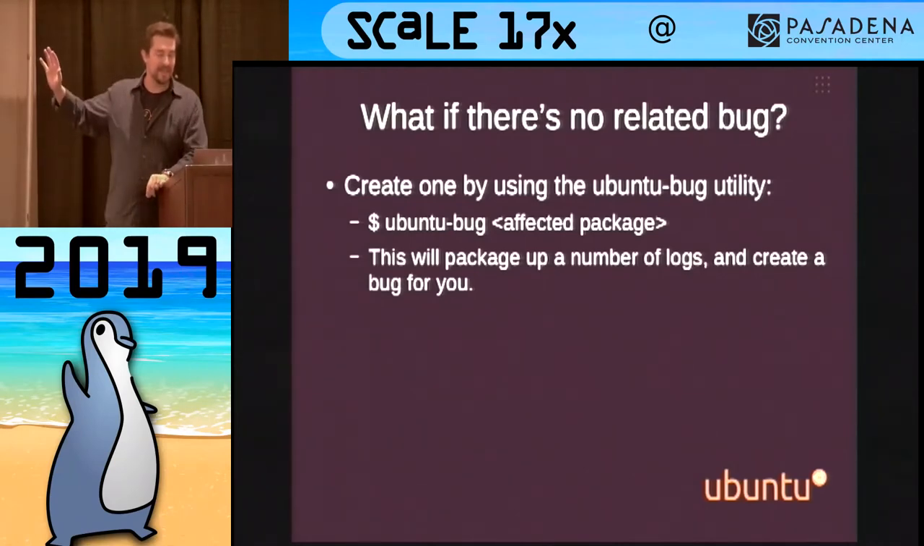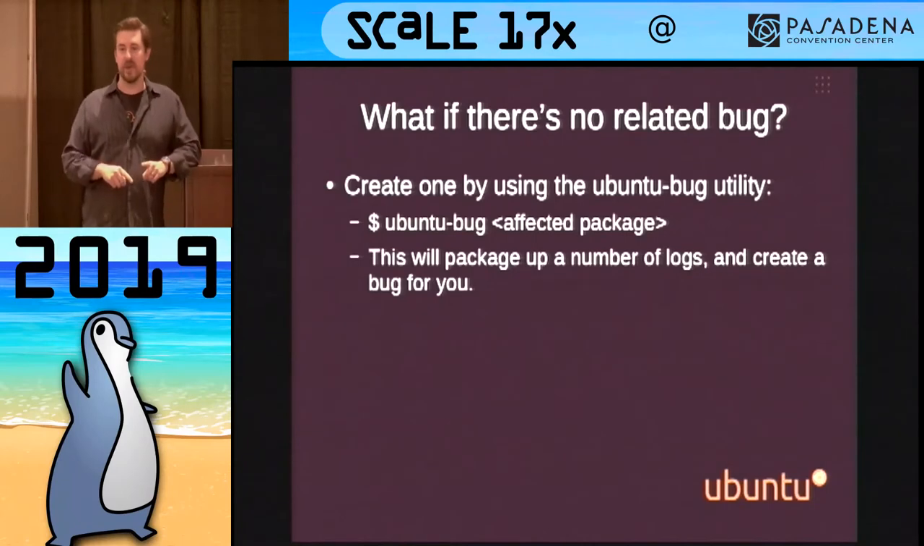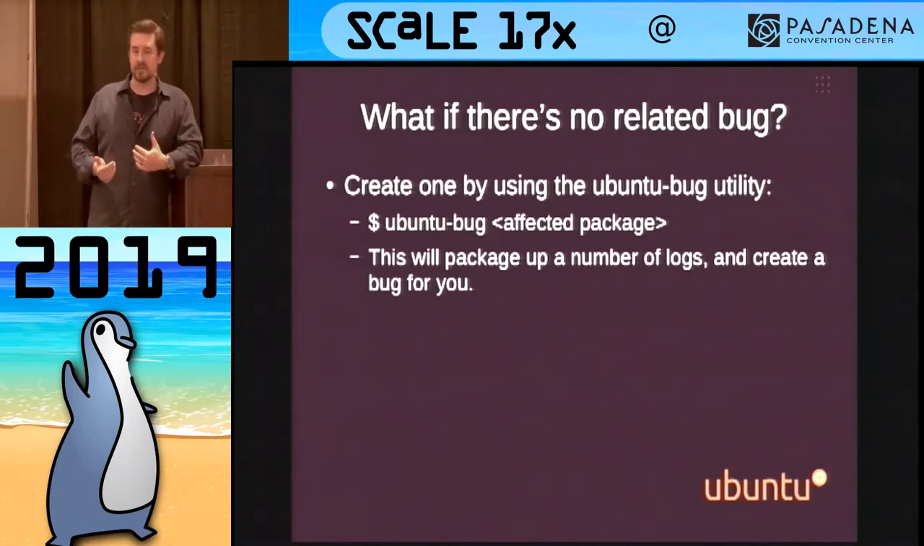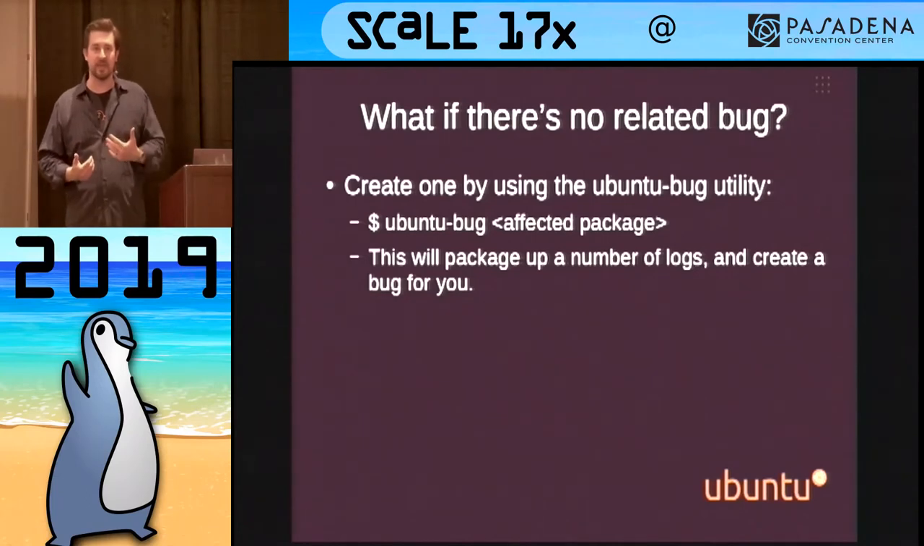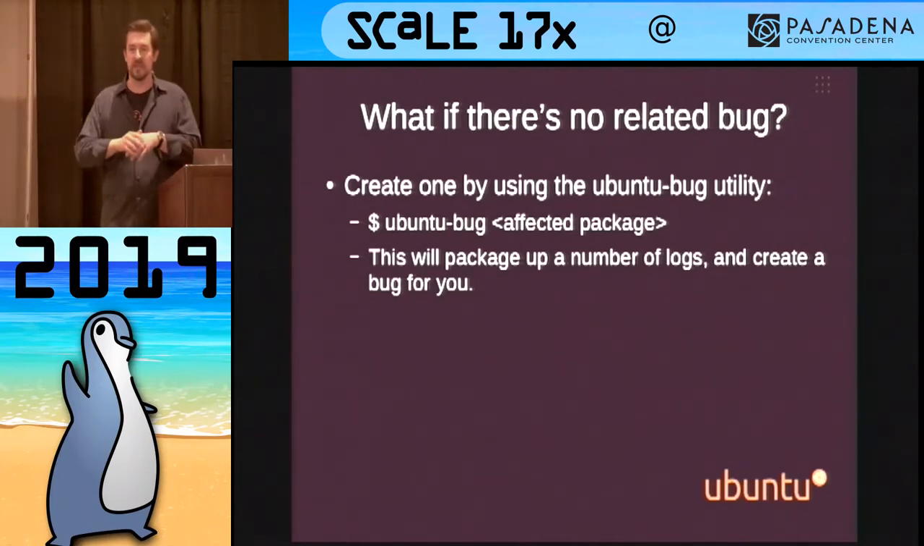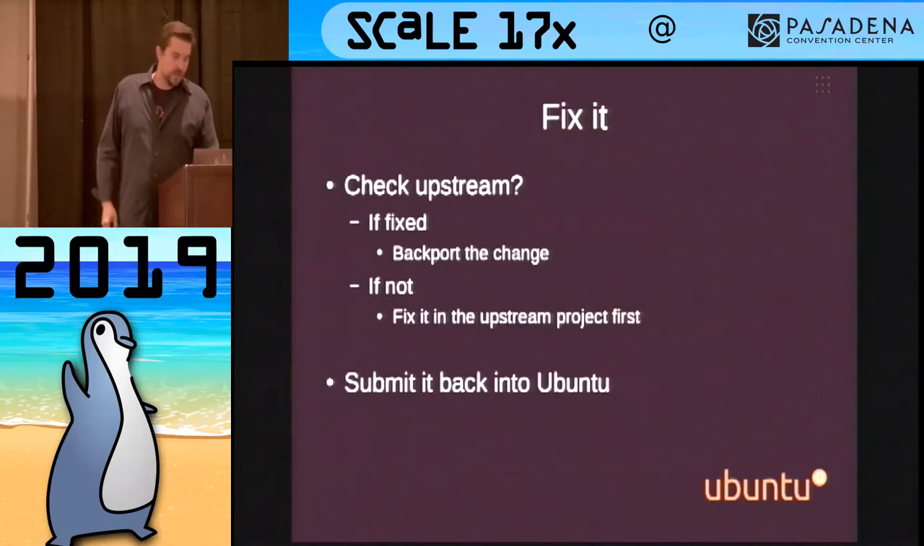It'll create all of your logs and it'll create the bug for you, and then it'll also go and check for duplicates based on the information it grabbed. So what this does is help triage the bugs for Ubuntu without having someone actually doing the triage. It allows us to have distributed triage essentially. So that's cool.